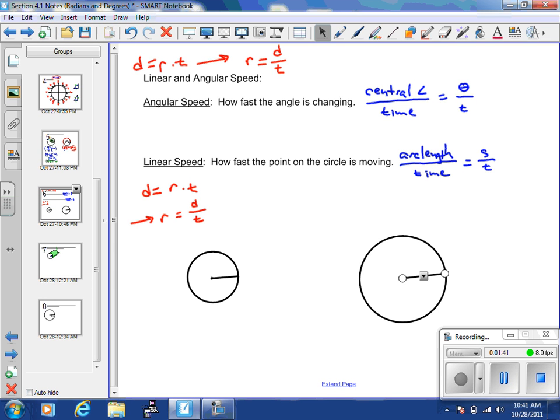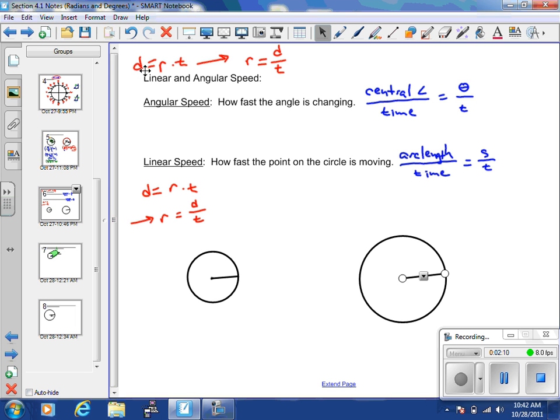You can think of it as, imagine your car has two really big wheels on the back and two really small wheels on the front, and you're going 60 miles an hour, say. Which tire is actually moving faster? Well, the smaller one is, because it has to spin more times in order to cover the same amount of ground. So linear speed is how fast the point on the circle is moving. We see that up here at the top of the slide. Angular speed just describes how fast the angle is changing.